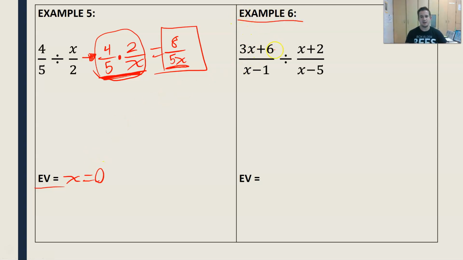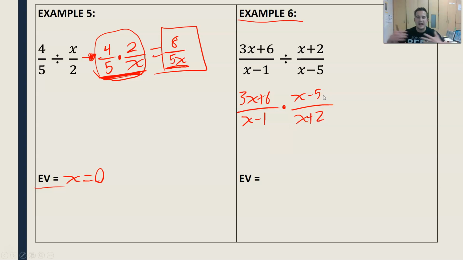Example 6 here. This is a division problem. I have 3x plus 6 over x minus 1, divided by x plus 2 over x minus 5. So I'm going to copy 3x plus 6 over x minus 1, dot, and then flip. So x minus 5 on the top, x plus 2 on the bottom. Sorry, I put this parentheses here.